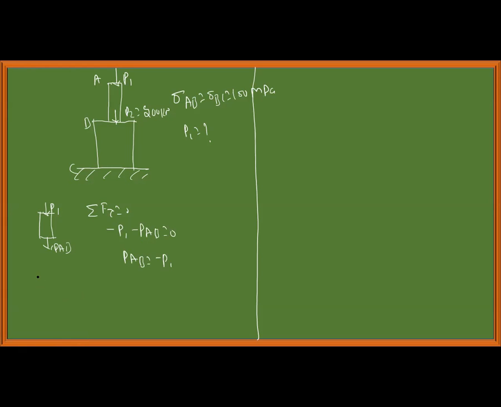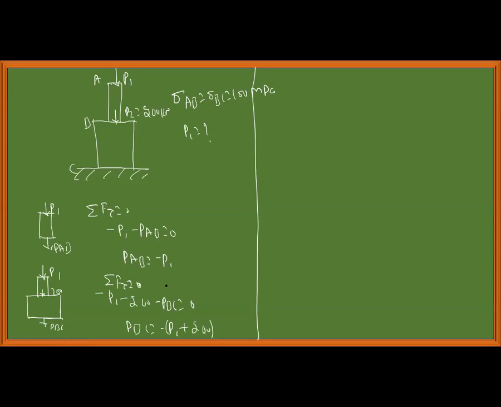Next, second section I will take. P1, P2 is equal to 200 kilonewton. This is PBC. Summation of forces in y direction equal to 0: minus P1 minus 200 minus PBC is equal to 0, or PBC is equal to minus of P1 plus 200. Okay.